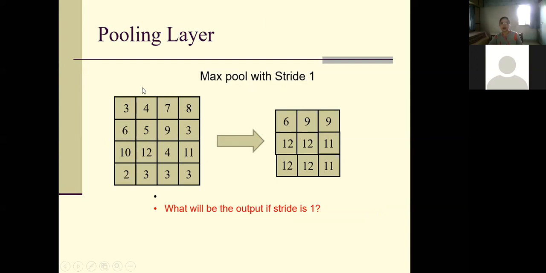Then you scroll the mask simply by one column. So the next considered area is this one, and the max operation on this will give you a result of 9. Then the third region is this one, and it results in the value 9. After completing all the columns, we will scroll the mask downwards by one row because the stride rate is 1.